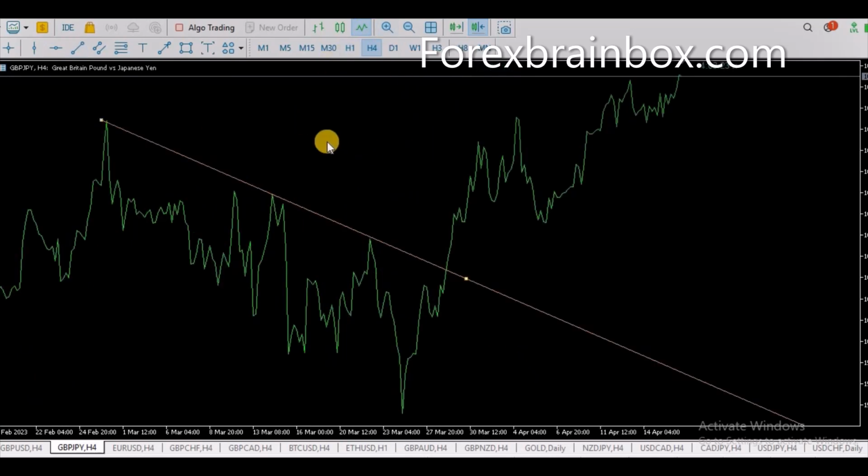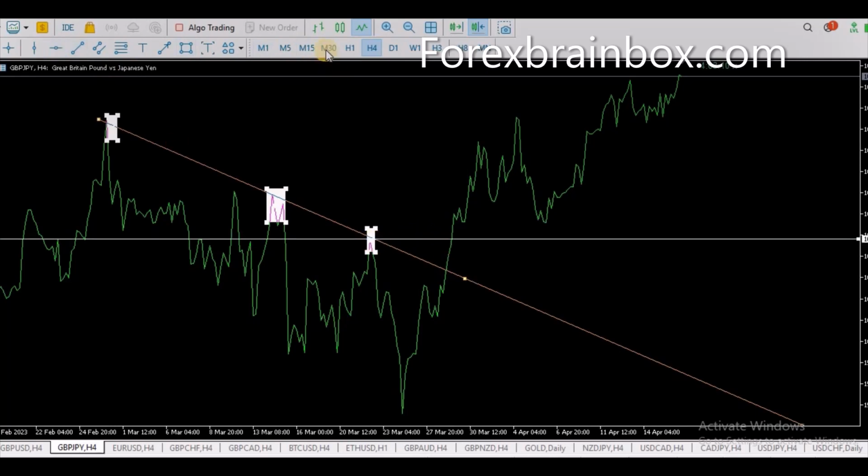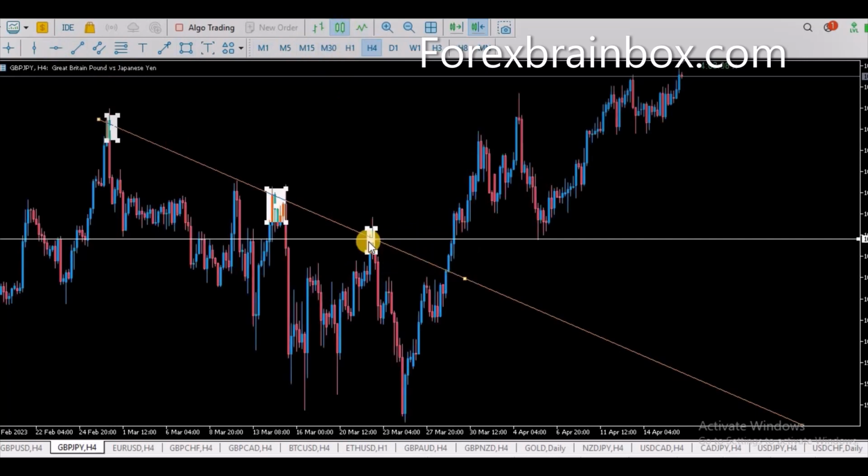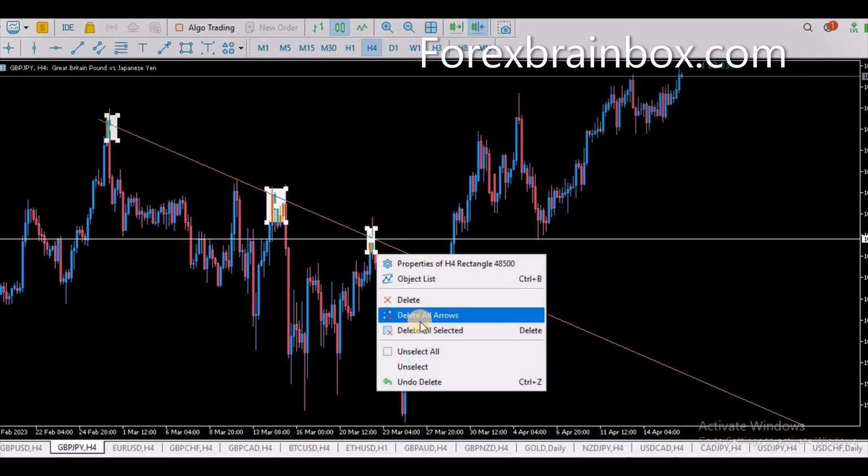So guys, you can see this is 1, this is 2, and the third time price got to this level, that was when price fell pretty well, really well. You can see that, right?